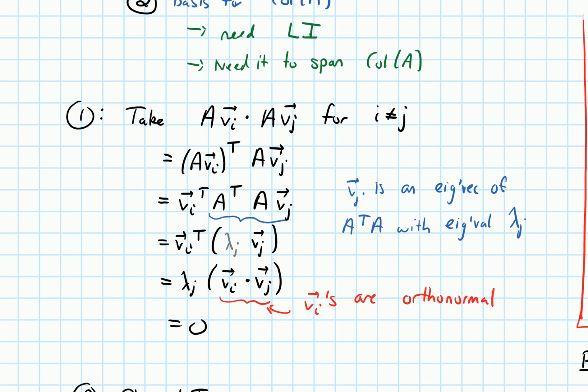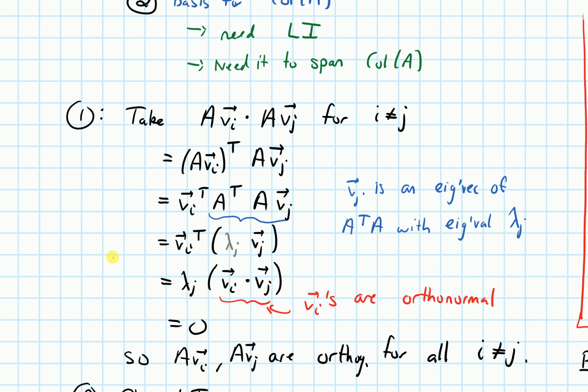So this shows that AVI and AVJ are orthogonal for all I not equal to j. So we've shown that our set of vectors is orthogonal.